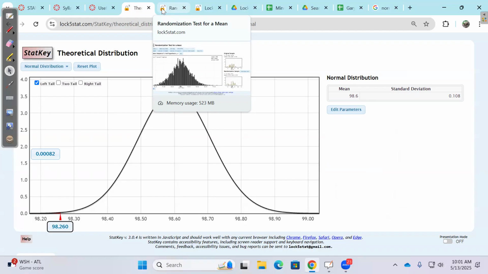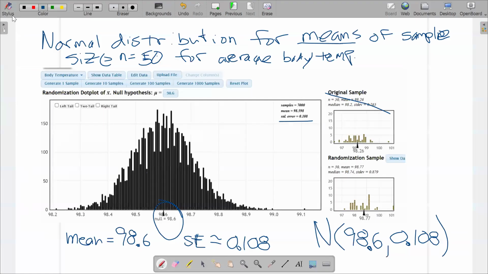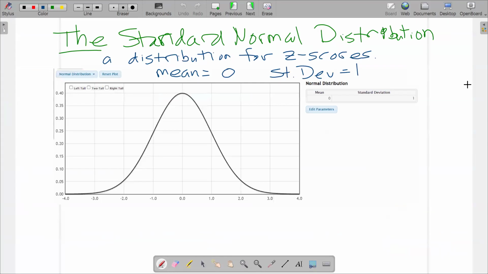Okay, so this is the new twist that we're adding. There's a bunch of homework assignments where I just ask you to use the theoretical normal to make some calculations to get used to it. You just plug in the mean and the standard deviation. Yeah.